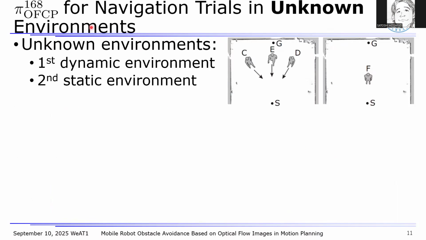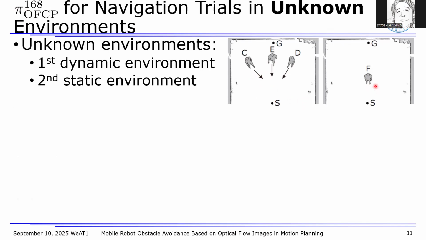Based on the results of navigation trials in the known environments, the motion planner with the highest performance, which is 168, was applied to the robot for navigation trials in unknown environments, as illustrated in these figures, to evaluate its generalization capability. In the first environment, obstacles C to E were placed at positions different from A and B. A person walks in the direction indicated by the arrows.